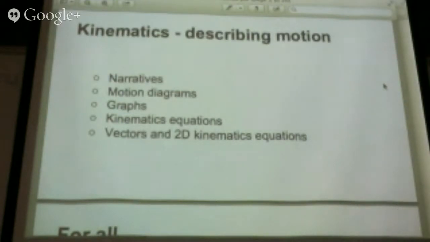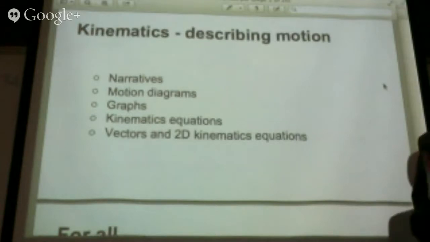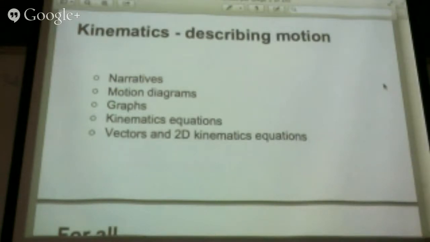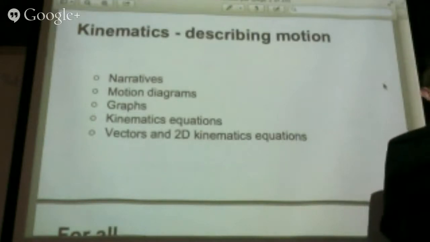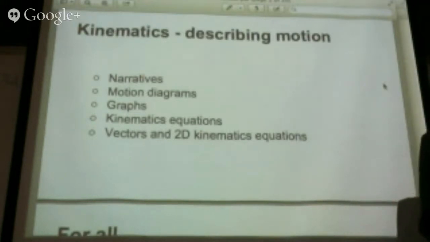We had narratives, which was just describing motion in words. Motion diagrams, that was supposed to be like a strobe light picture of what was going on with our object. So when you travel a long distance, or when you travel fast, we had a long distance between flashes of light. So those kinds of pictures. Graphs, we did mostly just position versus time and velocity versus time graphs for these. You could potentially have acceleration versus time, but those aren't very common. So no, not too worried about those ones.